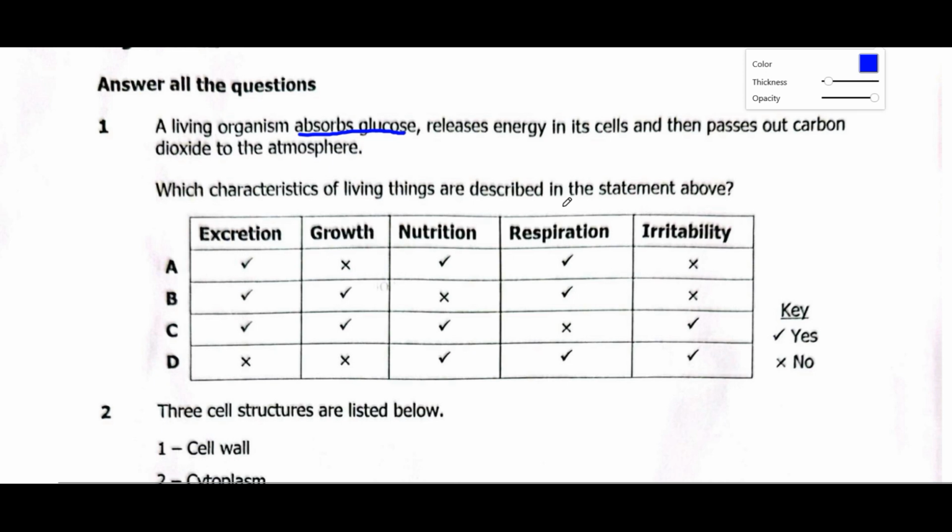To absorb, we are looking at nutrition, the process of obtaining food from the environment. Then we have releases energy in its cells. So this has to be respiration. And then passes out carbon dioxide. The carbon dioxide is considered to be the waste product, so this should be excretion.